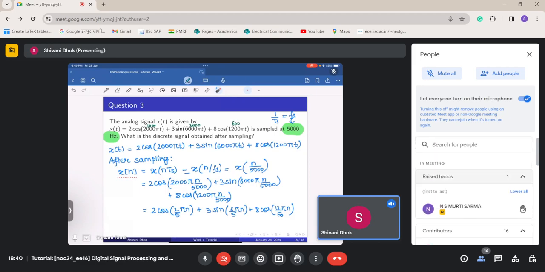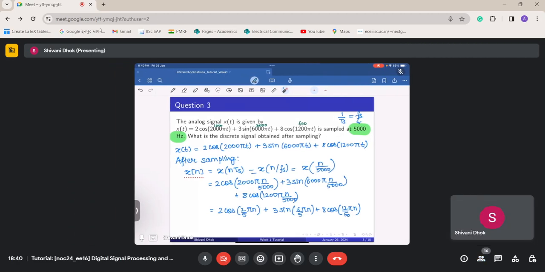NS Murthy Sharma has raised hand. Can you please let me know your question? Ma'am, we have to strictly fulfill the Nyquist criteria, no, ma'am? Yeah, it's not fulfilling the Nyquist criteria. That's why we can't reconstruct.